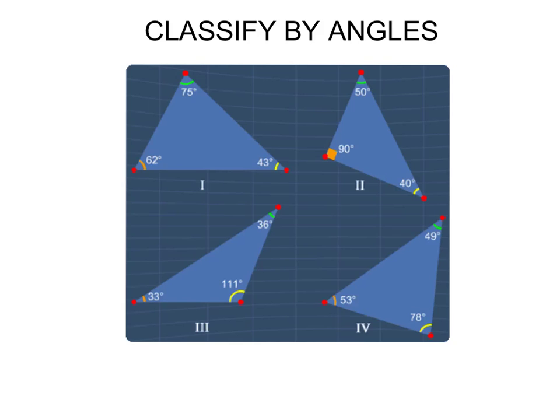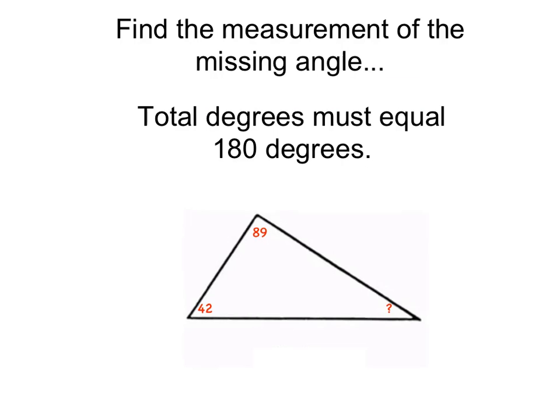All right, let's check our answers. Number 1. Ooh, yes, they're all less than 90 degrees, so this is an acute triangle. Number 2, ooh, I see a 90-degree angle, so this has to be a right triangle. Number 3, I see that obtuse angle, greater than 90, so this one would be obtuse. And finally, my last one, again, they're all less than 90, so this is an acute triangle.